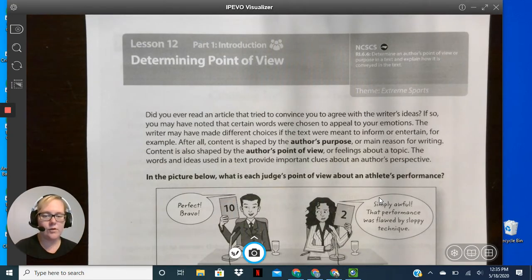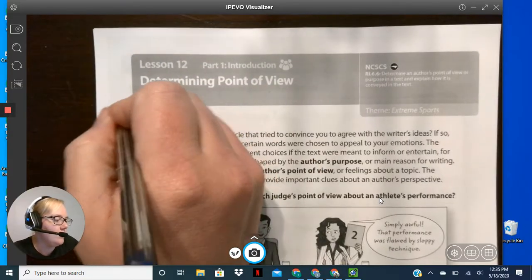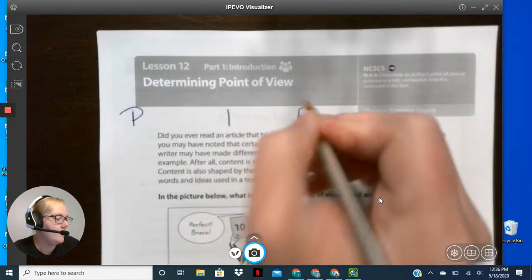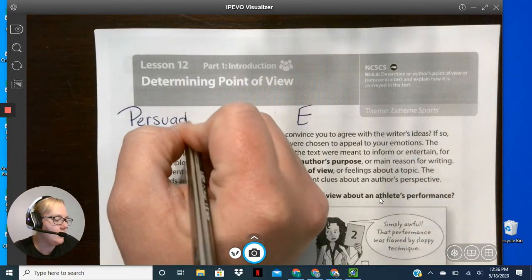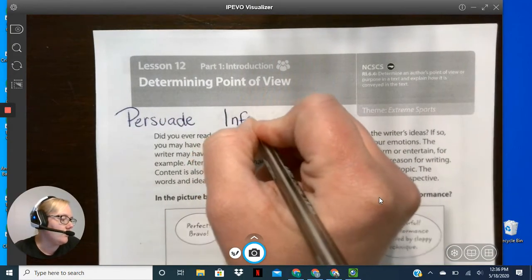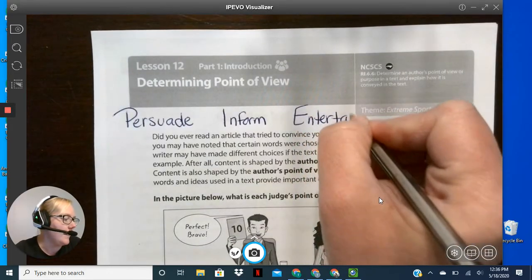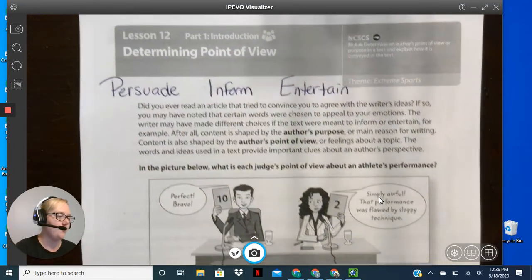So we're kind of trying to determine what the author's point of view is and the purpose for writing the text. And you guys have had lessons on what the purpose for writing a text is, and I just want to remind you that we have PIE, which could help you remember. Okay, an author could be writing to persuade, the author could be writing to inform, or the author could be writing to entertain. Okay, so I just wanted to remind you of the reasons that authors write.